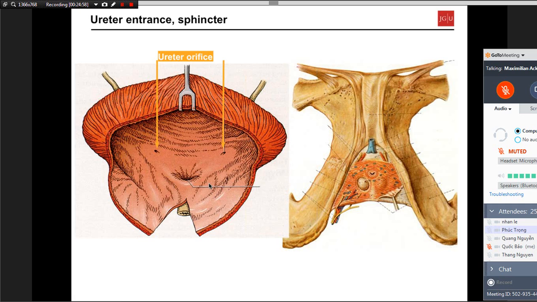And the special thing with the entrance of the ureter is that it has an oblique course. So if you have a filling of the bladder, the orifice of the ureter is closed immediately. This is something which Mother Nature made to prevent backflow of the urine from the bladder to the ureter and the kidney itself. From the orifice itself, this is sitting on the pelvic diaphragm, and this is the so-called transverse perineal muscle.